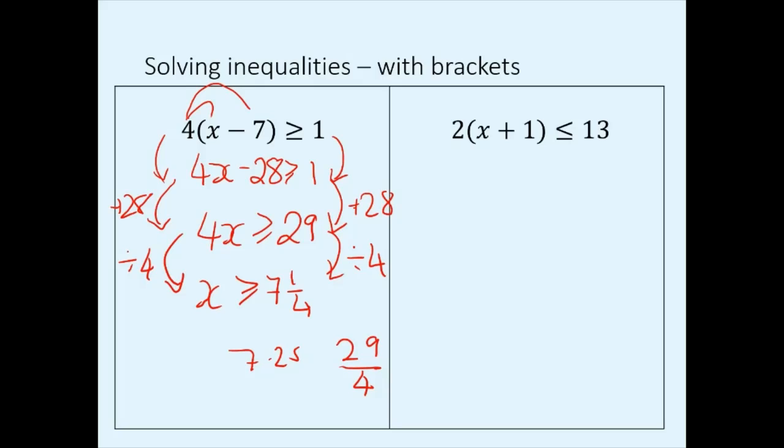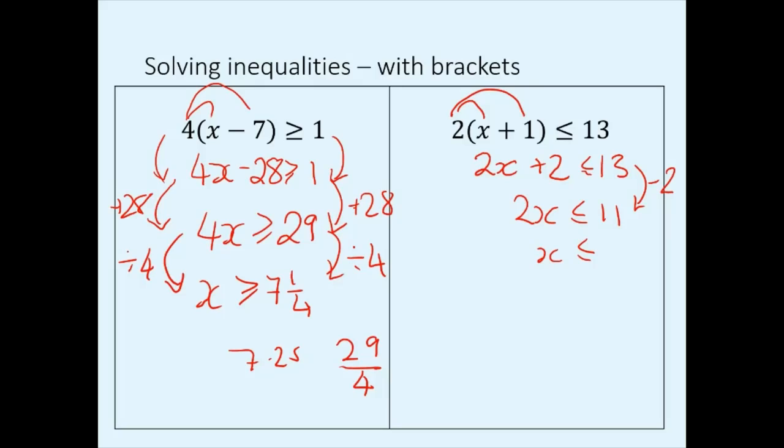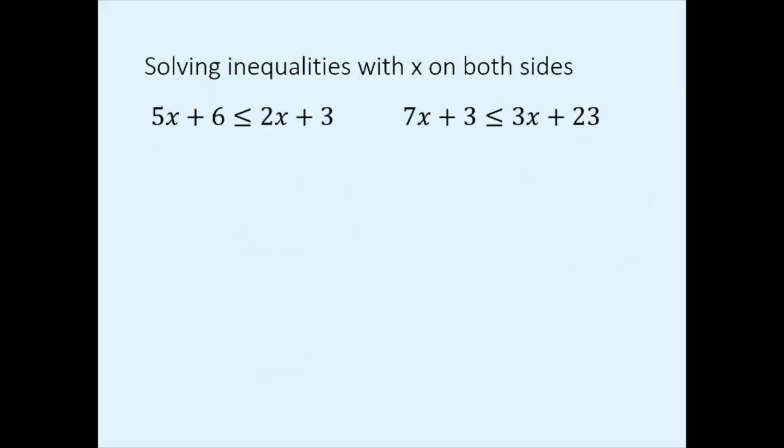On this side, again, I'm going to start simply by expanding my brackets. That's my 2x, and my 2 times 1 is 2, is 13. I'm going to subtract 2, which gives me 2x is less than or equal to 11, and therefore x is less than or equal to 5.5, and you can write that however you see fit.